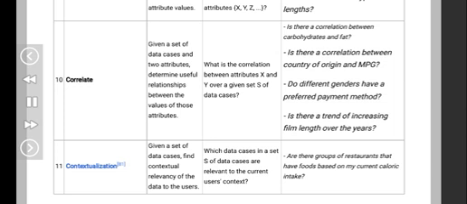11. Contextualization. Given a set of data cases, find contextual relevancy of the data to the users. Which data cases in a set S of data cases are relevant to the current user's context? Are there groups of restaurants that have foods based on my current caloric intake?